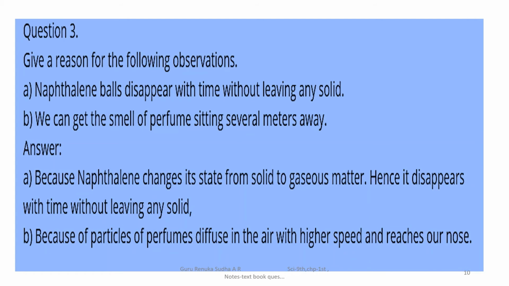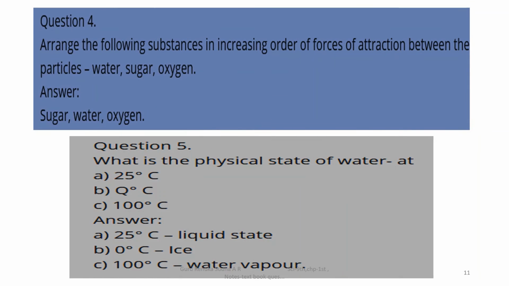Next question. We can get the smell of perfume sitting several meters away. Yes, you have read this example in the diffusion chapter, because of diffusion or Brownian motion of particles. That is the best example for that concept. So for that question, you have to write like this: because particles of perfume diffuse in the air with a higher speed and reach our nose. Let us move on to the fourth question.